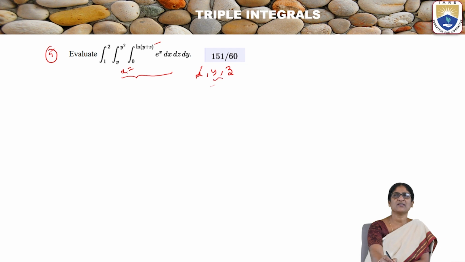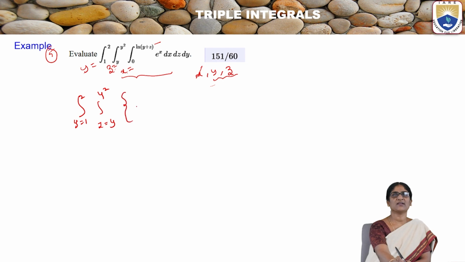So how many variables are there? y and z. Among y and z, and these are in terms of y, so they belong to z, and after converting, this belongs to y. So in this way you can do it. Now let us start the integration. Integral of y raised from 1 to 2, and z raised from y to y square. And the first integration that I can start is for x.